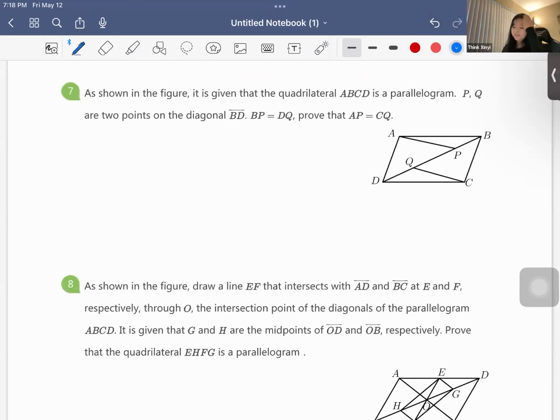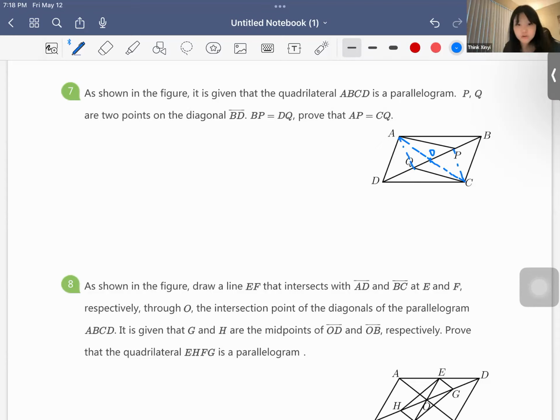So as shown in the figure, we have the quadrilateral ABCD as a parallelogram. P and Q are two points on the diagonal BD, so BP equals DQ. We need to prove that AP equals CQ. For this question, we can connect AC, and have it intersect with BD at, let's say, point O, and let's connect also AQ and PC here.